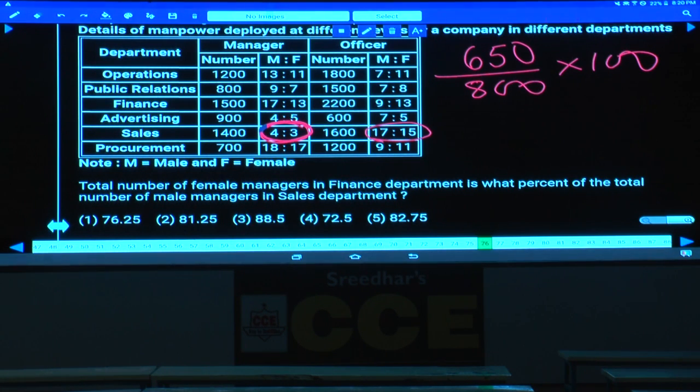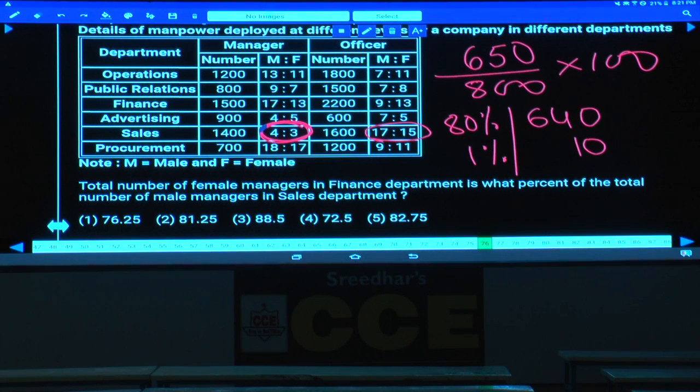Now, just a minute. 10% is 80. 80% in the sense 10% into 8, that is 80 into 8, 640. So 640 is 80 percentage and you need to add 10 more, yes or no? What is 10% of denominator? 80. 1%? 8. But you have 10, that is a little bit more than 1. So the answer should be close to 81%, but should be more than that. Done?